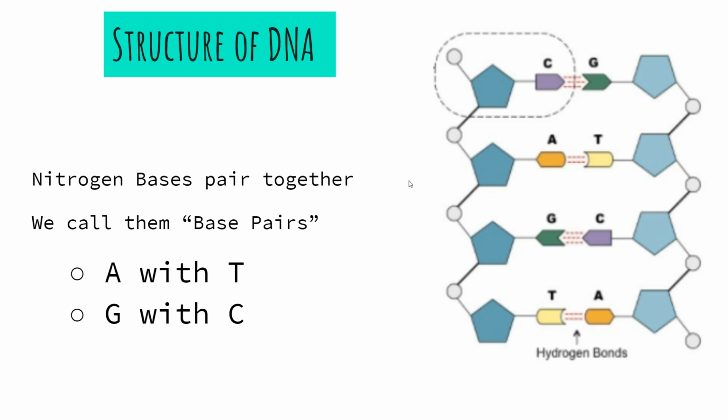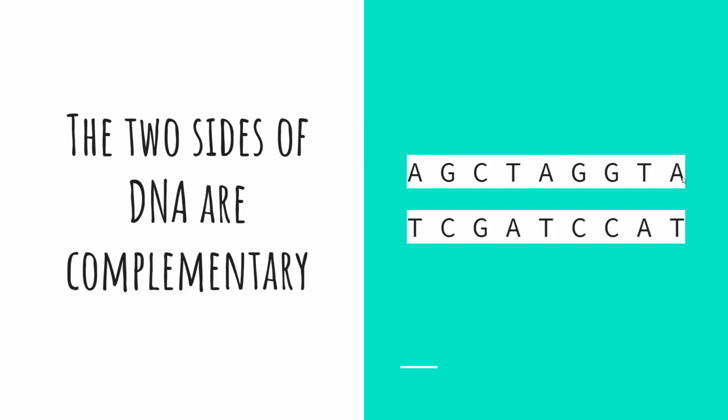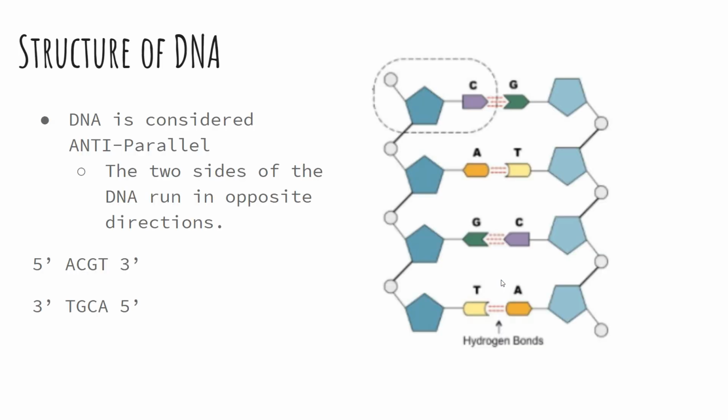So, if you were given one side of DNA, to build the other side, you're just going to use the base pairs. I'll show you a couple examples. If A is on one side, you put T on the other. G goes with C, C goes with G, T goes with A. So, again, apples in the tree, cars in the garage.